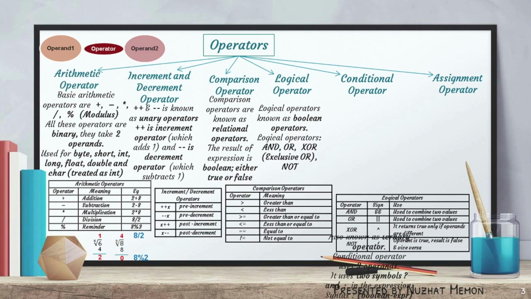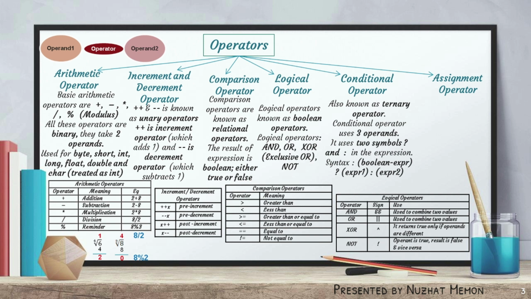Now, the next operator is the conditional operator. Conditional operator is also known as the ternary operator. Ternary operator uses 3 operands and 2 symbols. And the 2 symbols are question mark and colon. Here you can see the syntax.